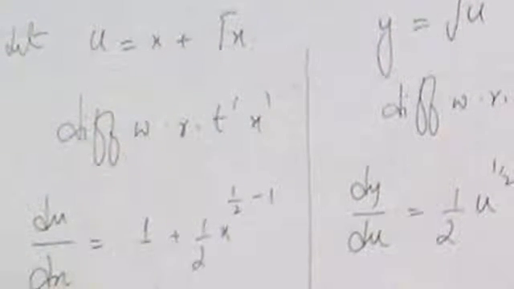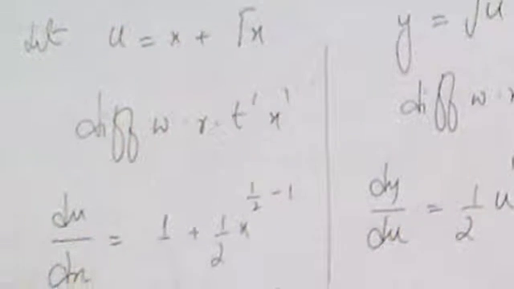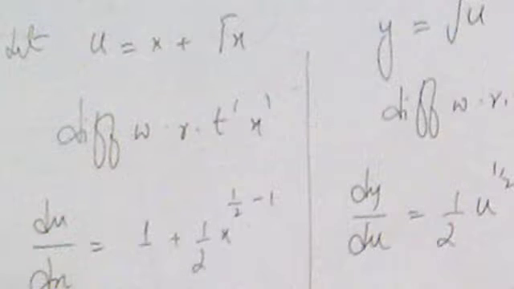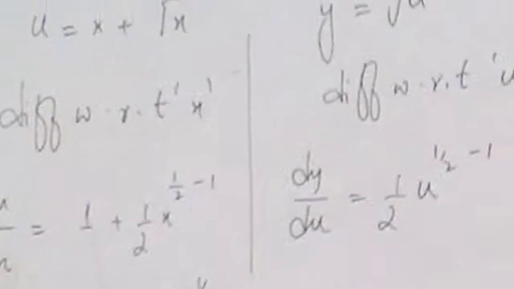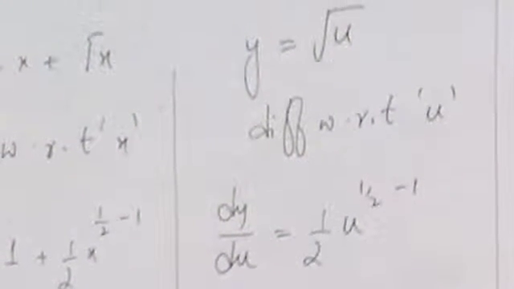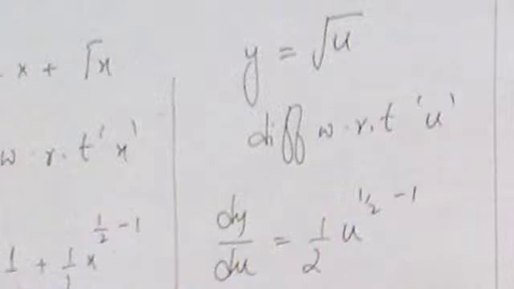When we differentiate with respect to x, the left hand side becomes du by dx, and on the right hand side the derivative of x is 1 and the derivative of square root x is 1 over 2 x to the power 1 over 2 minus 1. Now the derivative with respect to u: dy over du, and the derivative of u, again with the same formula as we applied on x, is 1 over 2 u to the power 1 over 2 minus 1.